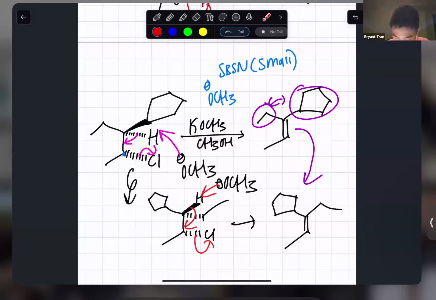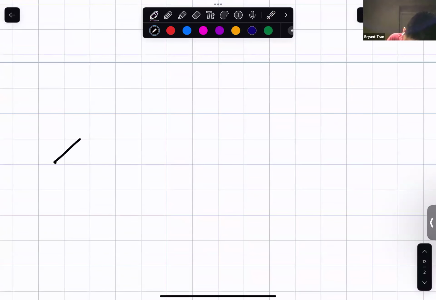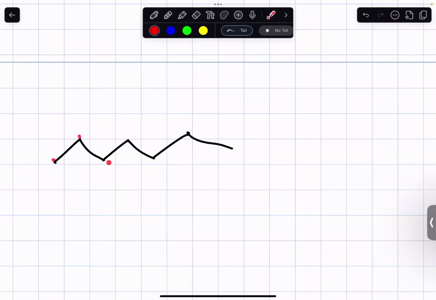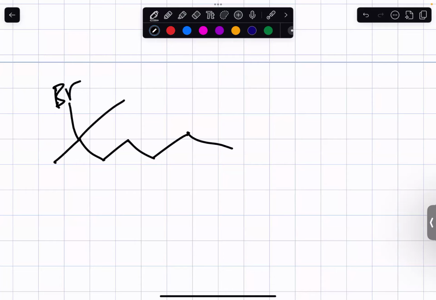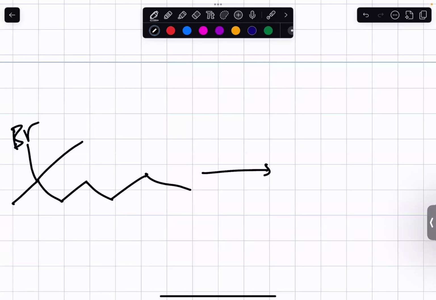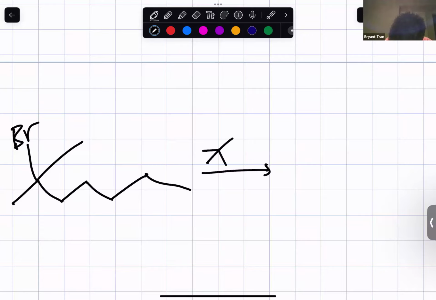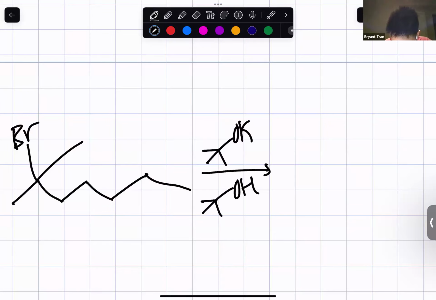Yeah. It's 2-bromo-2-methylheptane. Heptane, so 1, 2, and then 3, 4, 5, 6, 7. 2-bromo, 2-methyl. Yep. Okay. And then for your nucleophile, you're going to have potassium tert-butoxide. And then for your solvent, you're going to have a polar protic solvent, tert-butyl alcohol. Yep, there we go.